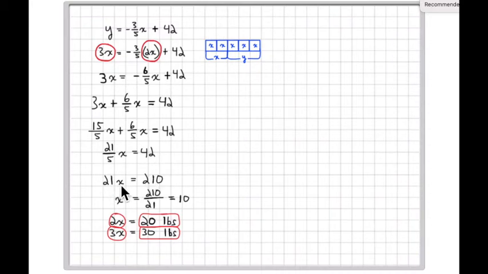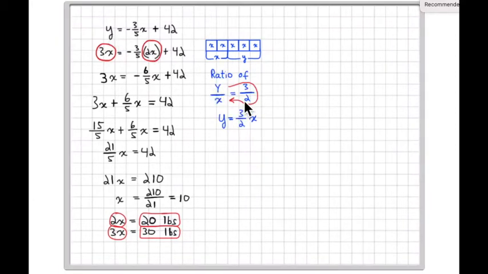And 21x equals 210. So how many times can I spend that $21? I can spend that $21 10 times. 210 divided by 21 equals 10. But now you have to remember that up here, 2x is equal to this 1x right here, and I'm going to fix that soon. So 2x is 20 pounds and 3x is 30 pounds. So in this equation, x is 20 pounds and y is 30 pounds.